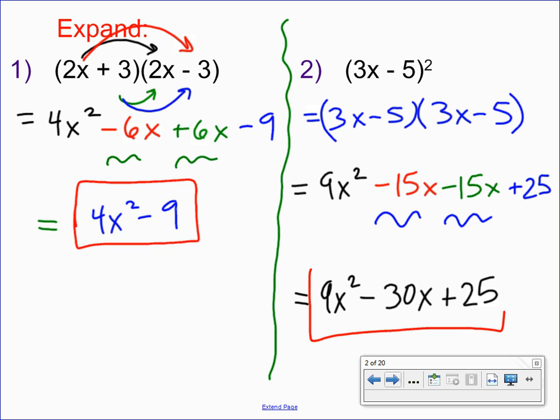And at this time, I ask that you go ahead and raise your hand if you had that already. So who had that middle term, negative 30x? Do you get it? Awesome. Way to go, you guys.